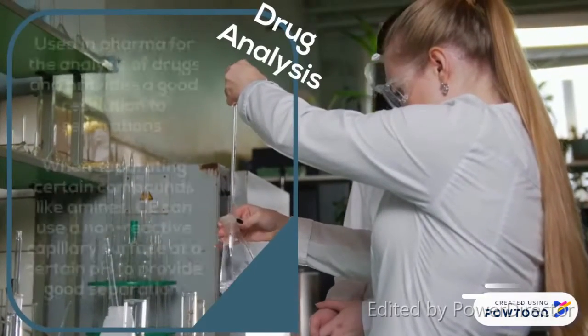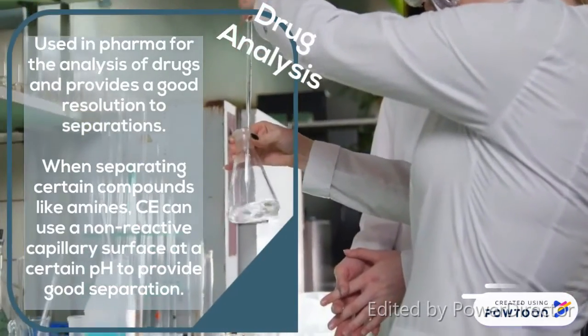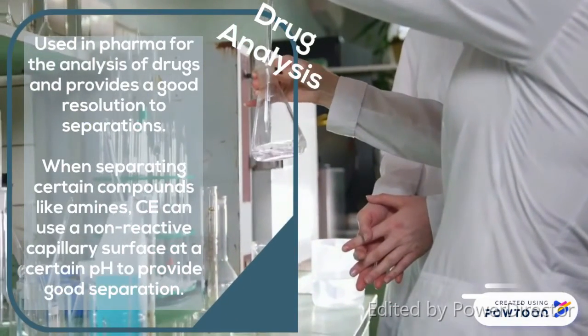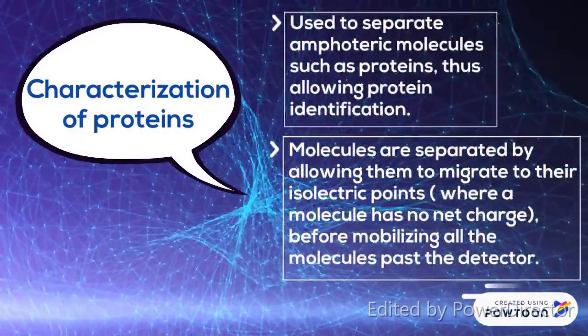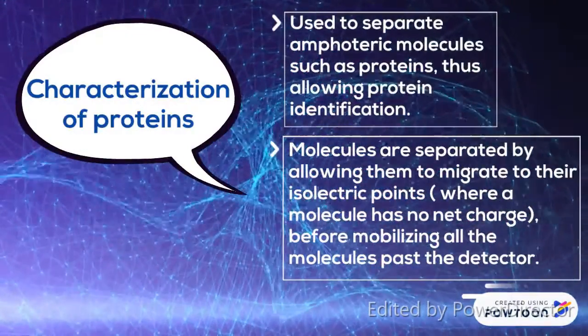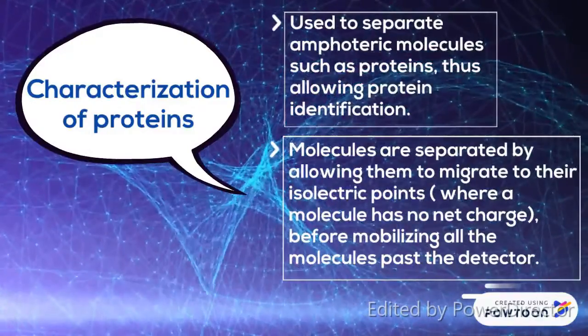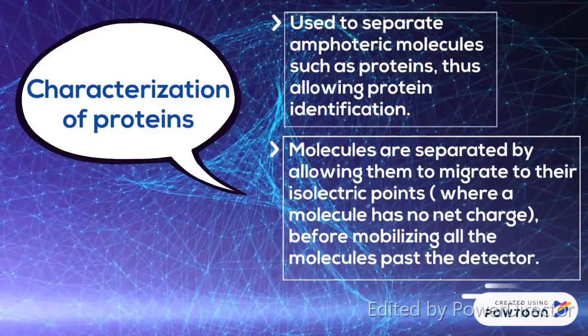Drug analysis. Used in pharma for the analysis of drugs and provide a good resolution to separation. When separating certain compounds like amine, CE can use a non-reactive capillary surface at a certain pH to provide good separation. Characterization of protein. Used to separate amphoteric molecules such as protein, thus allowing protein identification. Molecules are separated by allowing them to migrate to their isoelectric points before mobilizing all the molecules past the detector.